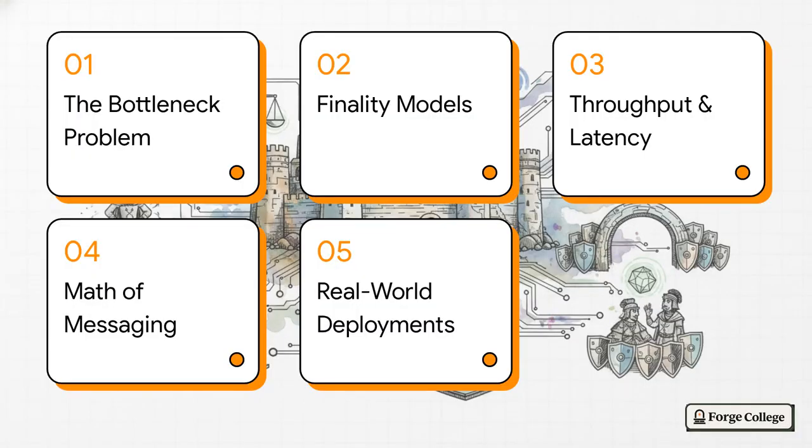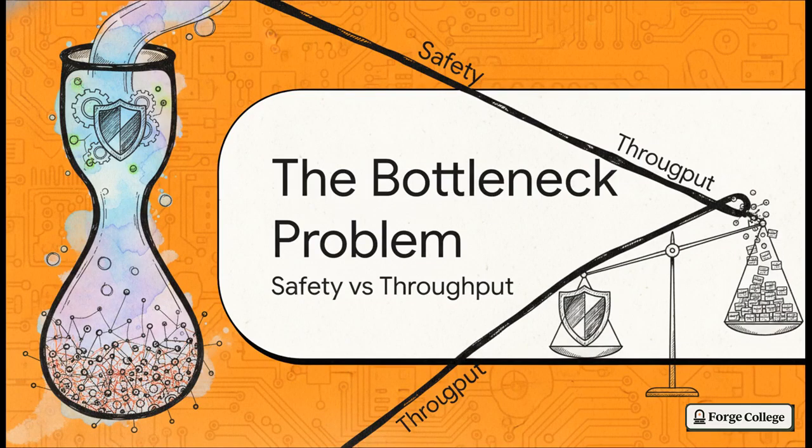Okay, let's dive right into this. Here is our agenda for today's design review. First, the bottleneck problem. Second, comparing finality models. Third, throughput and latency limits. Fourth, the math of messaging. And finally, real-world deployments. Section 1, the bottleneck problem.